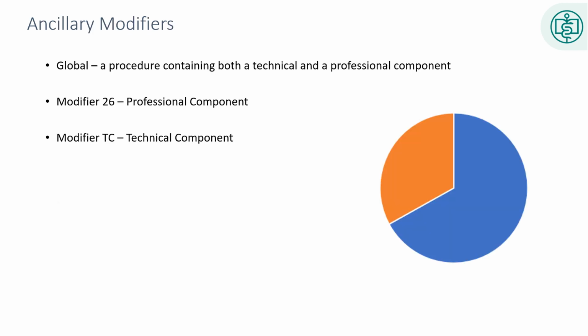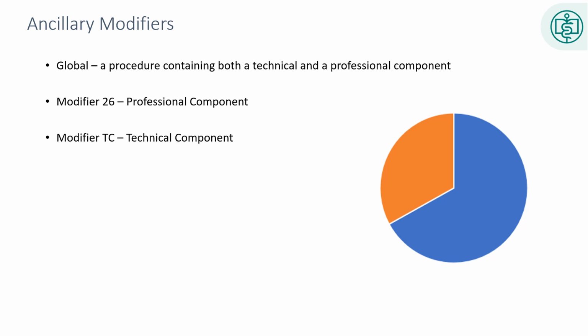Ancillary modifiers are specific to radiology and some laboratory services. Some services are a combination of professional and technical components. The professional component identifies the work of the physician to perform, read, interpret, and supervise the service. The technical component identifies the costs associated with owning the equipment, employing the technicians, the supplies, the equipment overhead, etc.